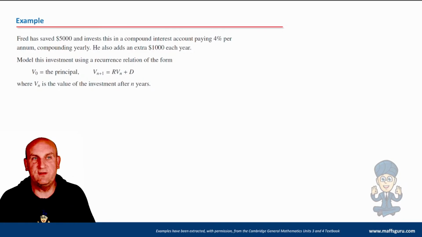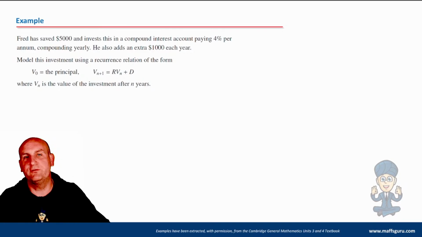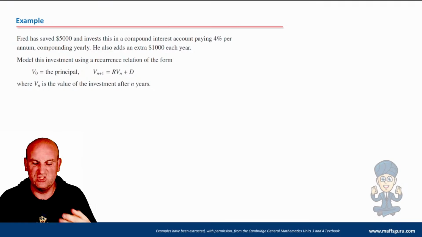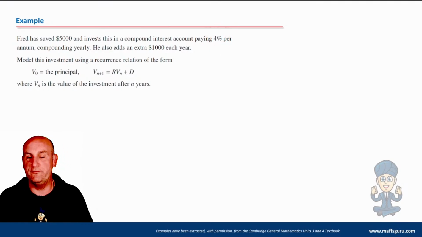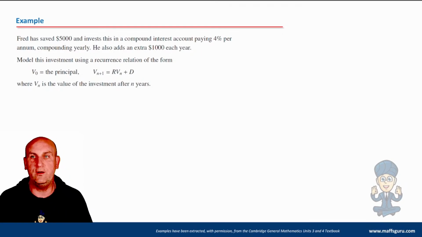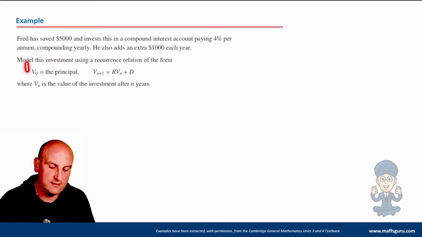Fred has saved $5,000 and invests this in a compound interest account paying 4% per annum, compounding yearly. First thing first, that's really nice. That means I don't have to change this 4% in any way, I just have to do the R. He also adds an extra $1,000 per year. Model this investment using a recurrence relation. Well, V0 is my principal. How much do I open my account with?